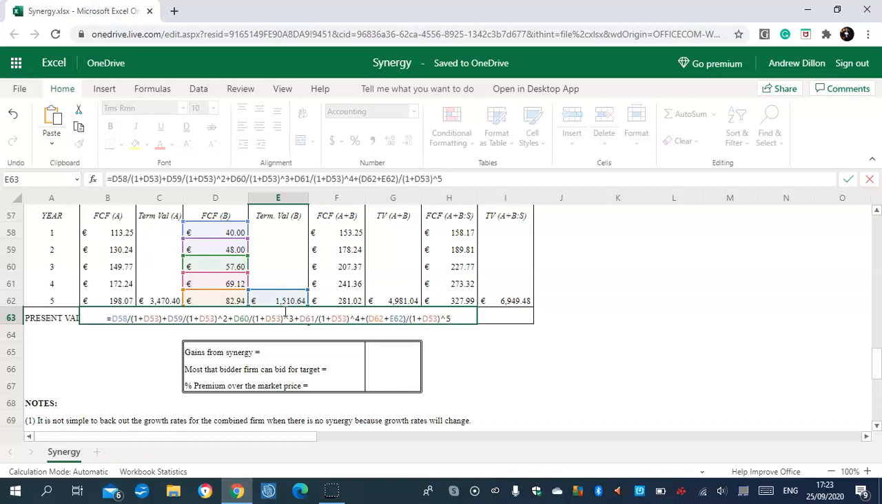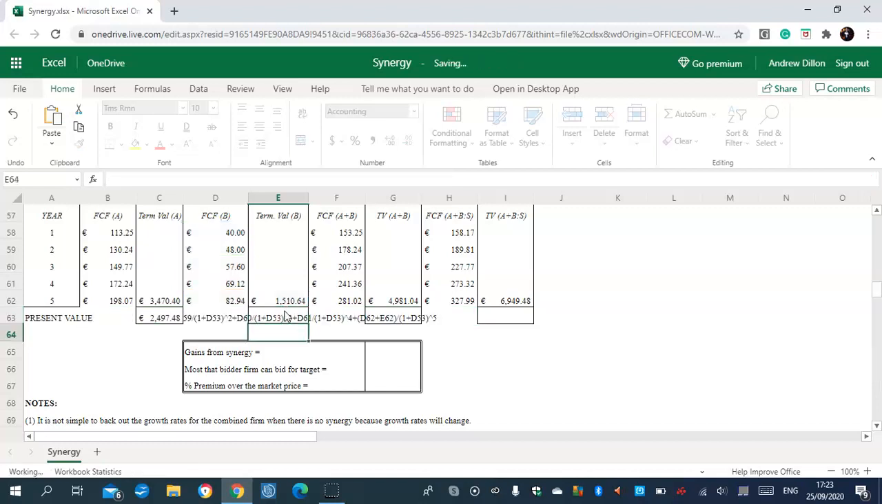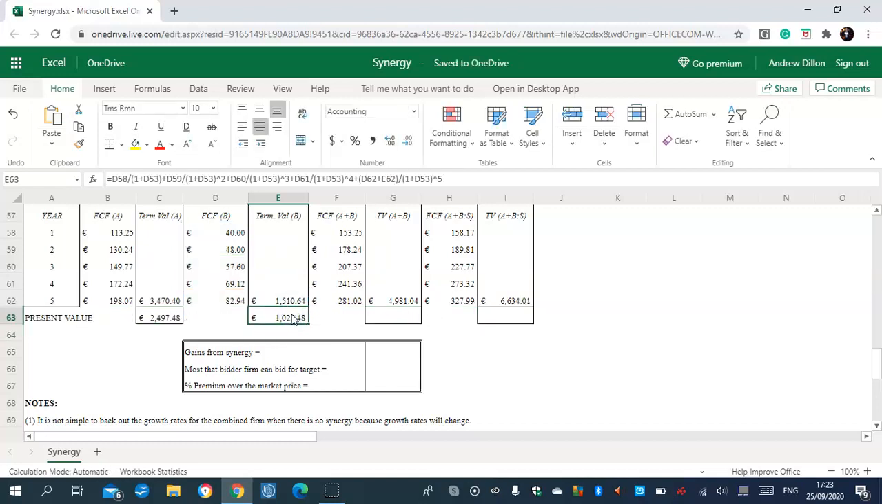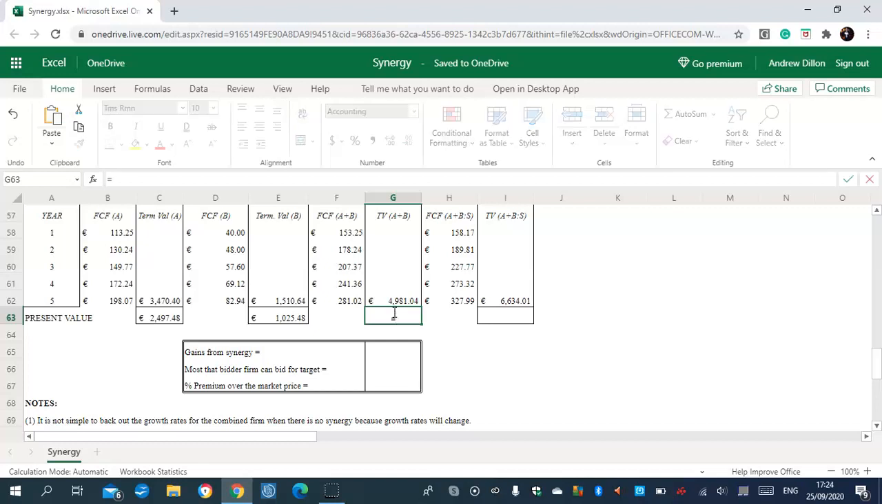And that should be it. Great answer. So that's the terminal value B, calculate present value. Now I'm going to TV A plus B. So that's going to be a similar one, which is going to be very long.